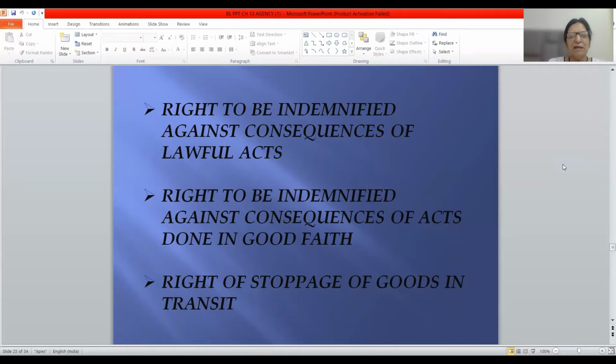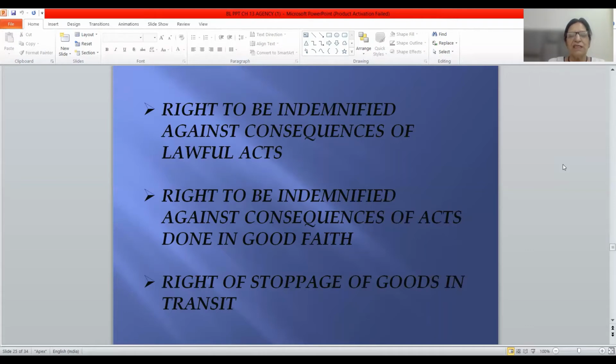He is working in good faith, thinking that his principal is the owner of the goods which have been given to him, and then ultimately he comes to know the goods were stolen goods. They belong to the true owner, and the true owner takes certain actions against the agent. Then in that case, whatever loss the agent suffers, he has the right to be indemnified by the so-called principal, who did not have good title to the goods.